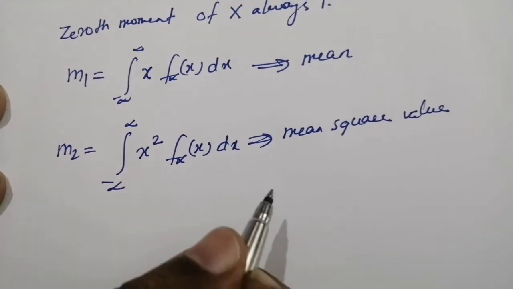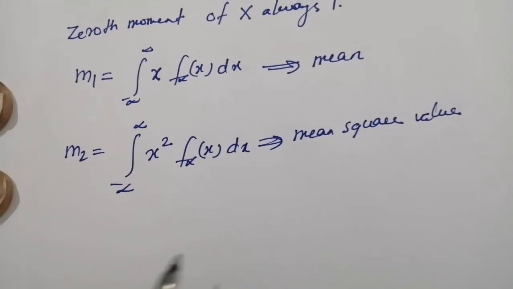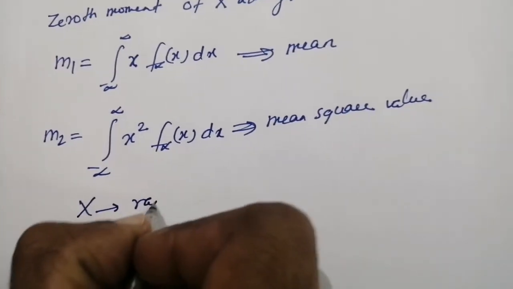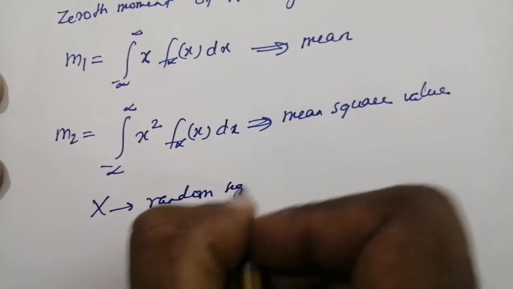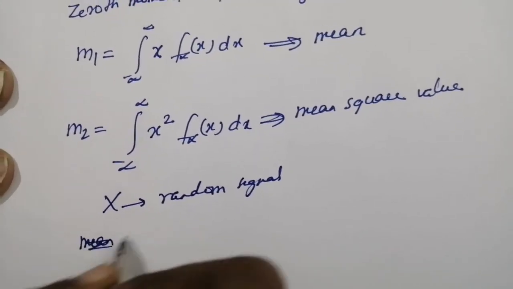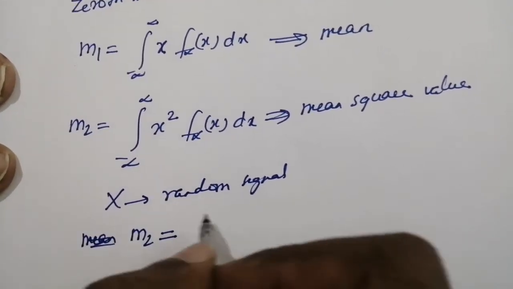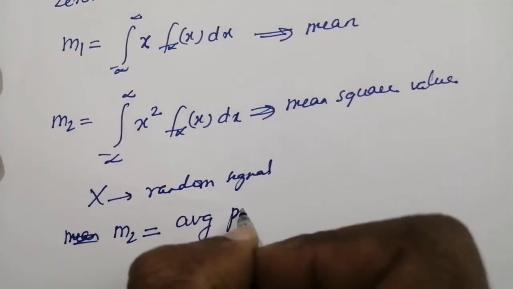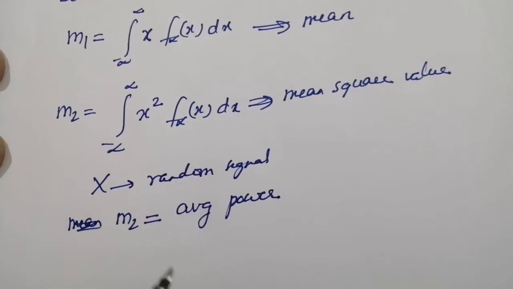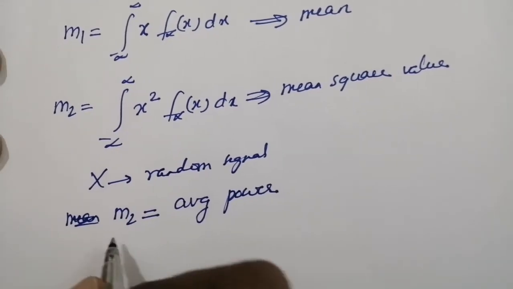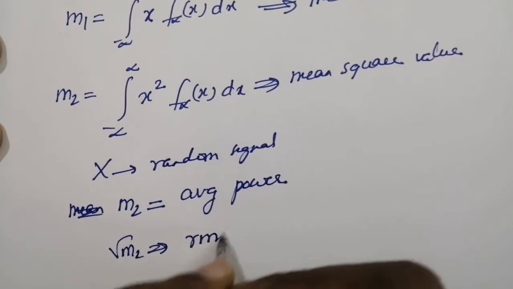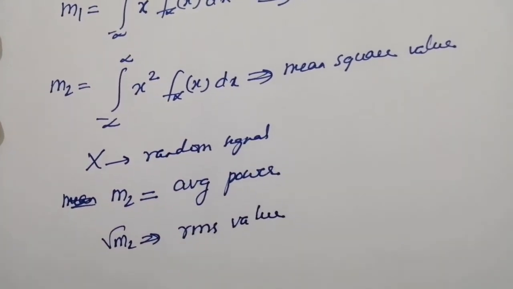Now what is the physical significance of the mean square value? If you assume that the random variable x is a random signal, then the mean square value, or m2, is the average power of this random signal x. Now the square root of m2 we will call the RMS value. So these are some of the physical interpretations.